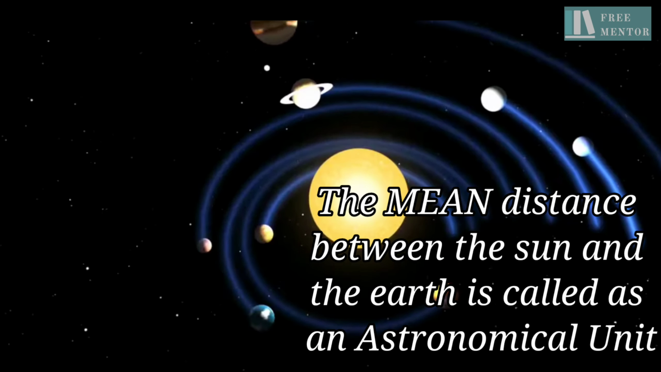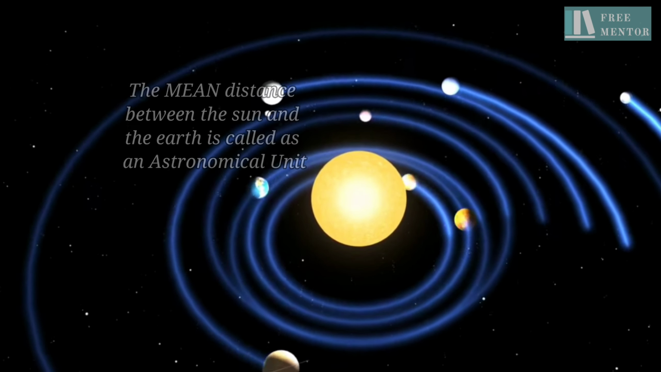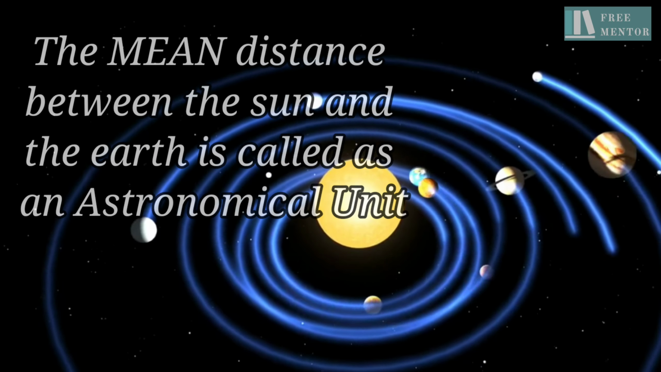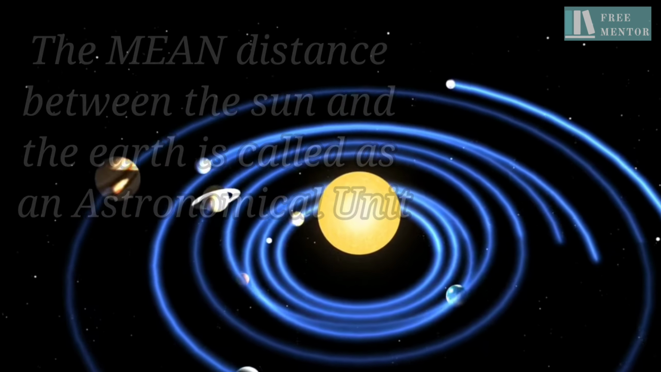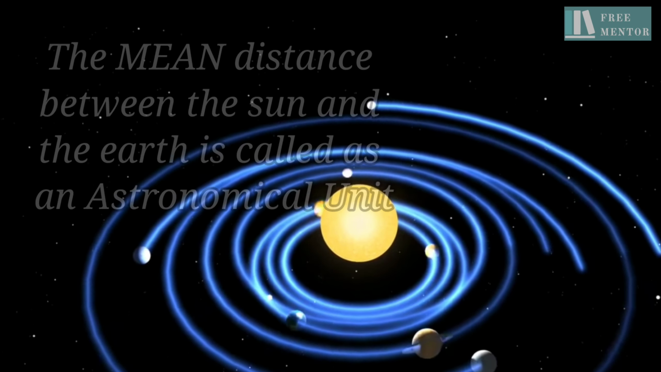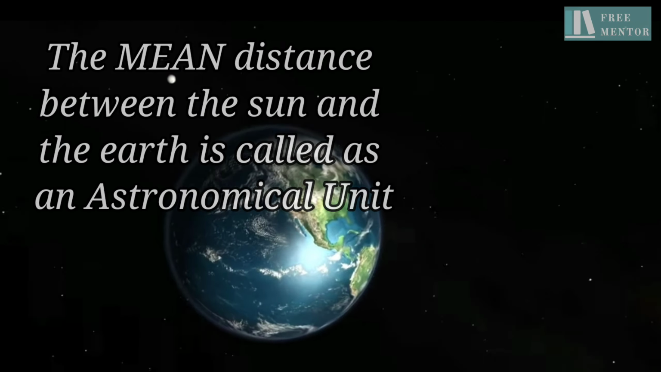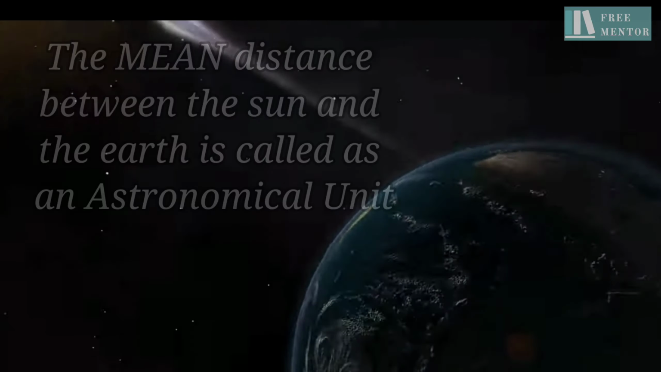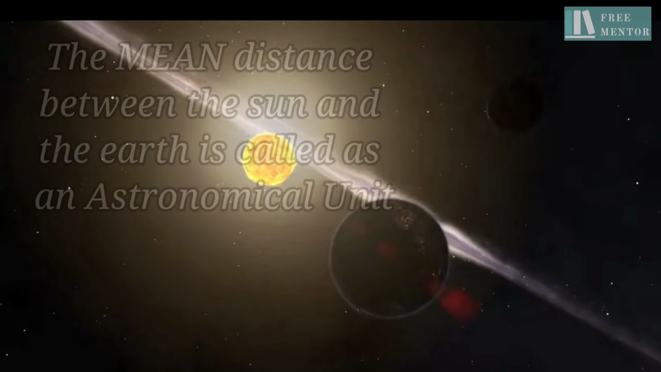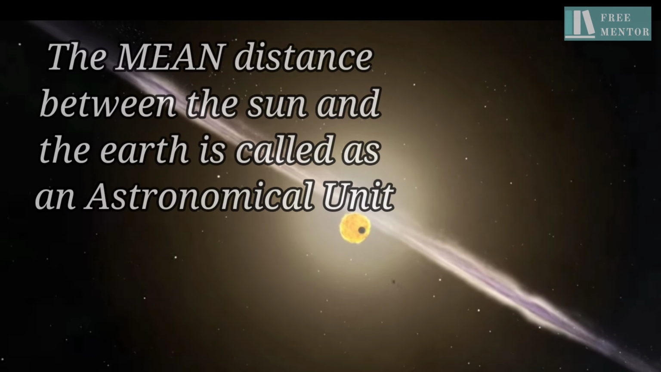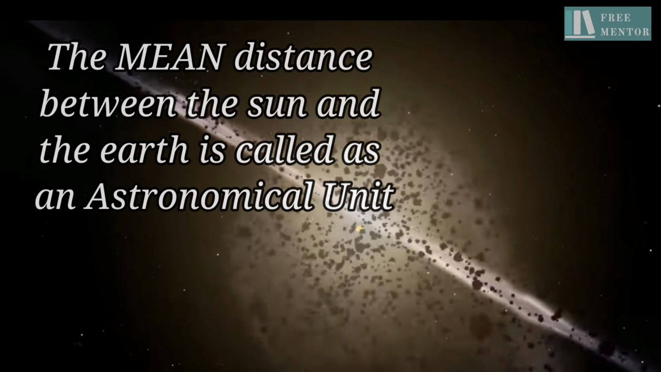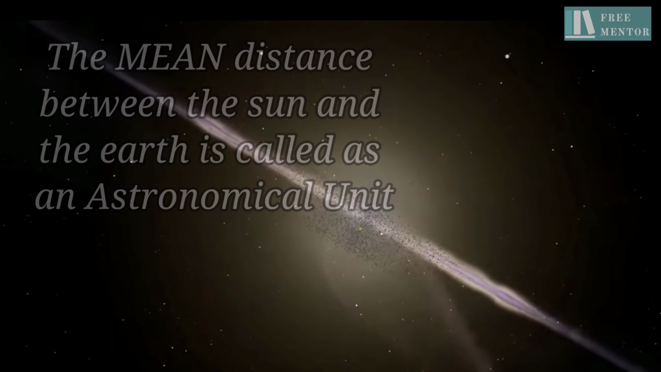Why so? Because while revolving around the Sun, sometimes Earth is far away from the Sun and sometimes it comes relatively closer. So, the average of those distances is taken as the unit of measurement. To understand better, I will be covering the concepts of aphelion and perihelion in the following lectures.